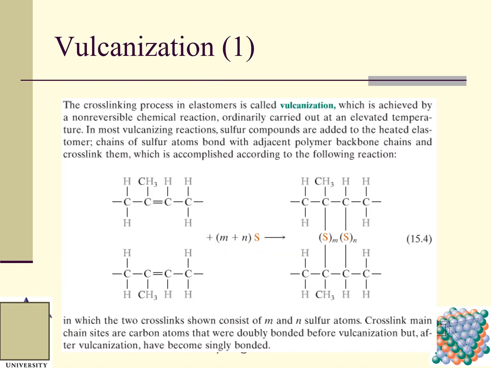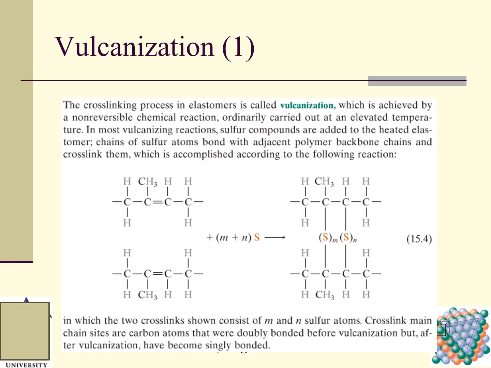Then we talk about new things. We will talk about vulcanization. What is vulcanization? Vulcanization means the cross-linking process in the elastomer. I want you to know this. It is achieved by a non-reversible chemical reaction, ordinarily carried out at elevated temperature.